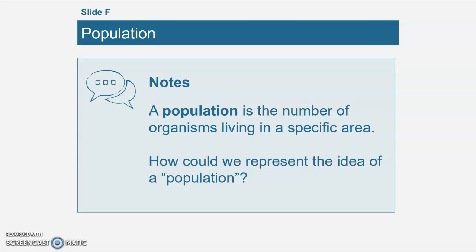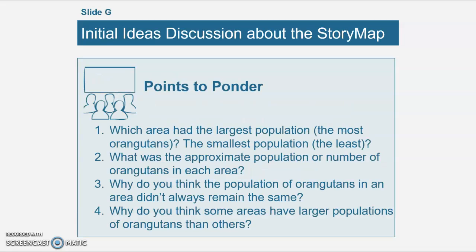Get this definition in there, and then I want you to write what you think would be a good way that we could represent the idea of populations. These are just your thoughts. All right, and we're going to keep adding on to that in your science notebook.